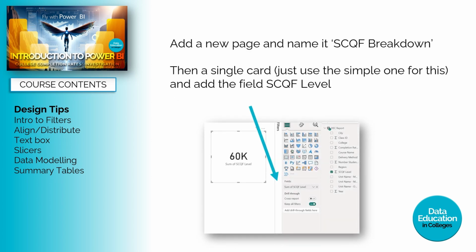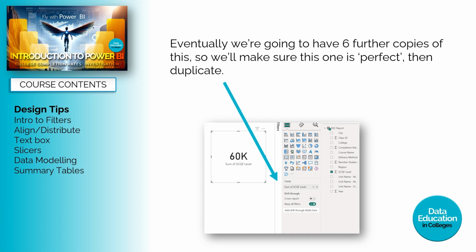So let's have a new page, call it SCQF breakdown, and then just add a single card. Just use a simple one for this, and you add the field SCQF level. We're going to make 6 copies of this, so we'll make sure this one's absolutely perfect, and then duplicate it.